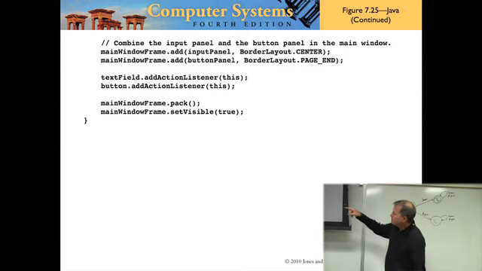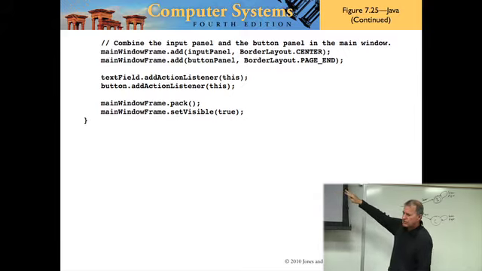And then addActionListener. Do you remember why we have an addActionListener for textField.addActionListener and button.addActionListener? Do you remember why there's two of those? I should have demoed that actually. The second one is we add an action listener to the button, so when you press the button, it does its thing. But why do we have the one above it?